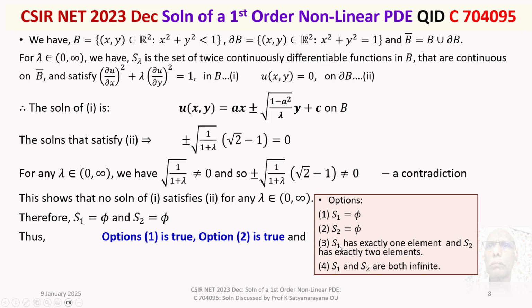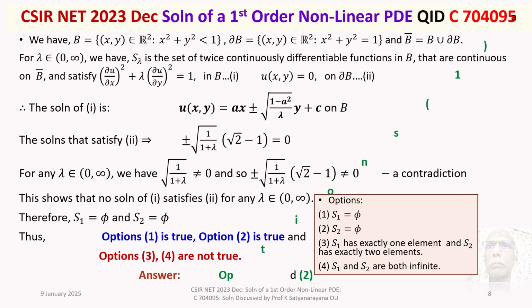And option 3 says S1 has exactly one element and S2 has exactly two elements. S1 is empty, S2 is empty. Therefore, option 3 is not true. Option 4 is also not true. Thus, the answer to this question is options 1 and 2.